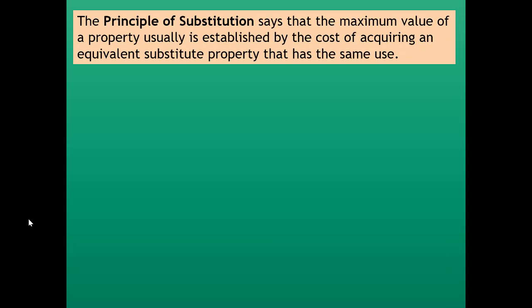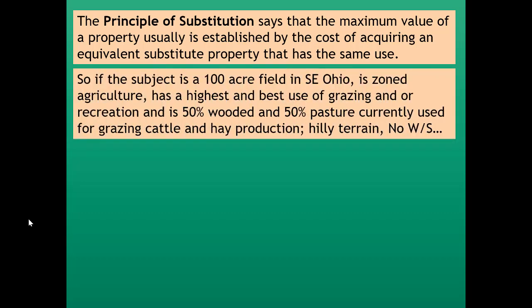The principle of substitution says that the maximum value of a property is usually established by the cost of acquiring an equivalent substitute property that has the same use. So here's an example. If the subject is a 100-acre field in southeast Ohio, and that field is zoned agriculture, has a highest and best use of grazing and/or recreation, and is 50% wooded and 50% pasture, it's currently used for grazing cattle and hay production, it's hilly terrain, there's no central water and sewer.